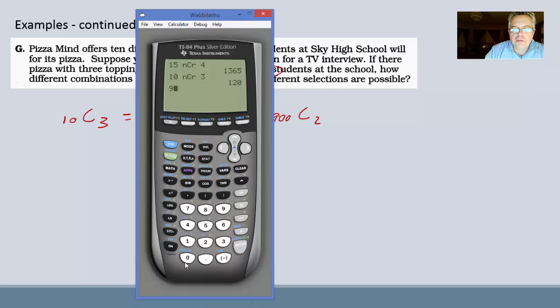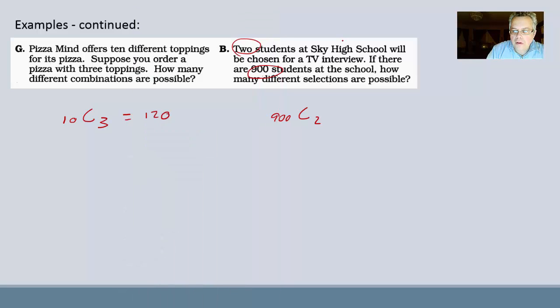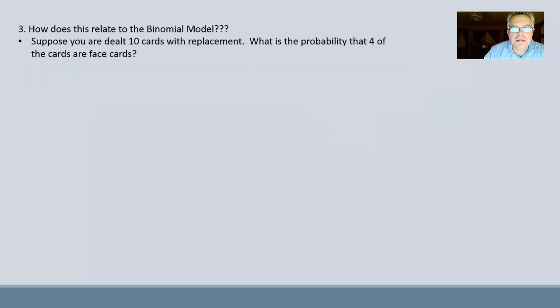Okay, so 900, math, probability, NCR 2. Okay, 404,550. In other words, like we said, a lot of different ways. Okay, let's see what's next. That's the basic idea. All right, well, I want to really quickly explain how this relates to the binomial model.